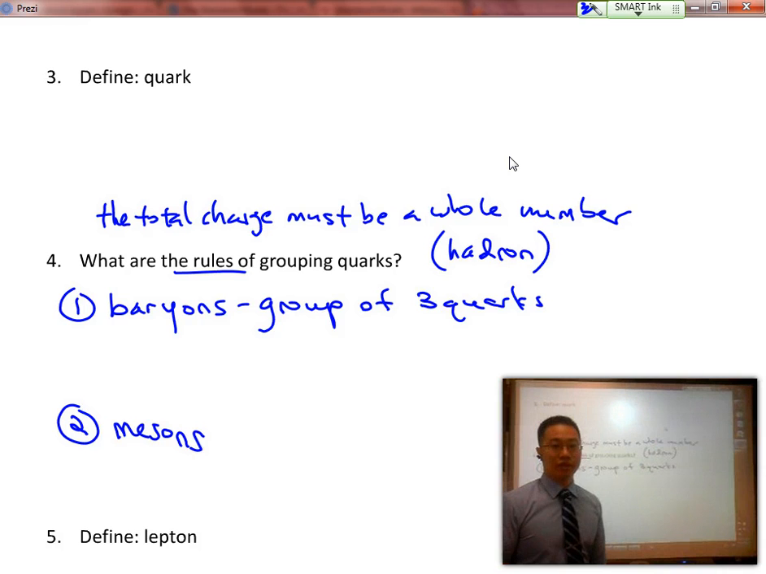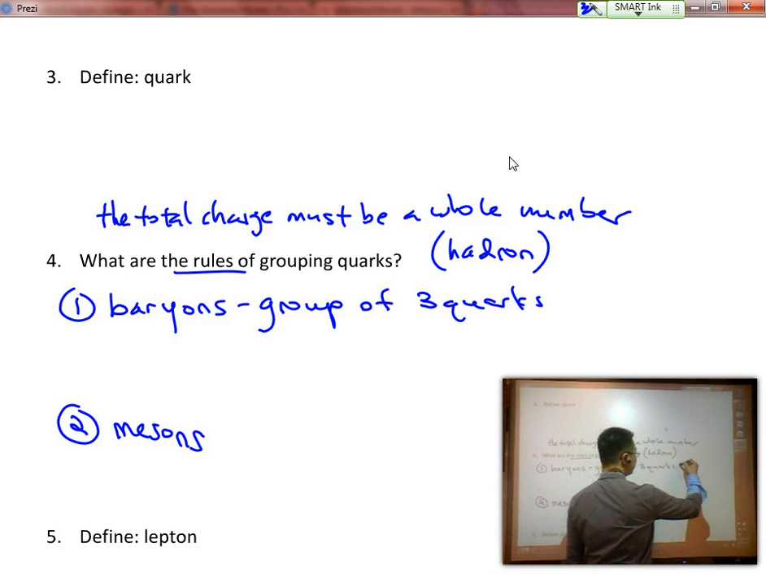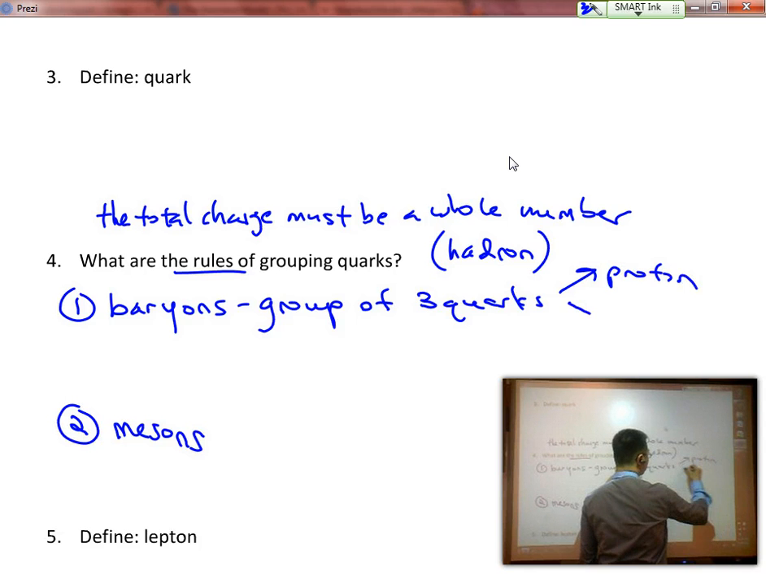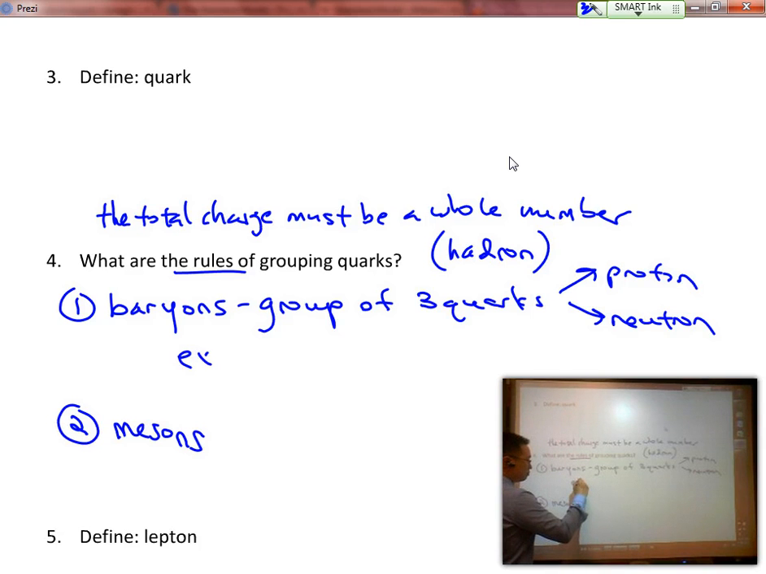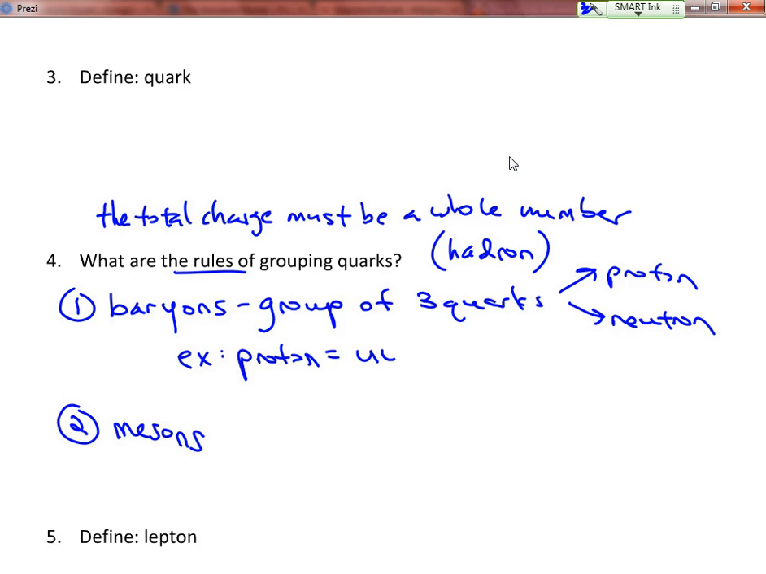So our main example would be the proton and neutron. With the proton, the quarks that make it up, as we said before, are up, up, and down. That's plus 2/3, plus 2/3, minus 1/3. The total charge is equal to positive 3/3 e, or in other words, plus 1 e, or in other words, 1.6 times 10 to the negative 19.